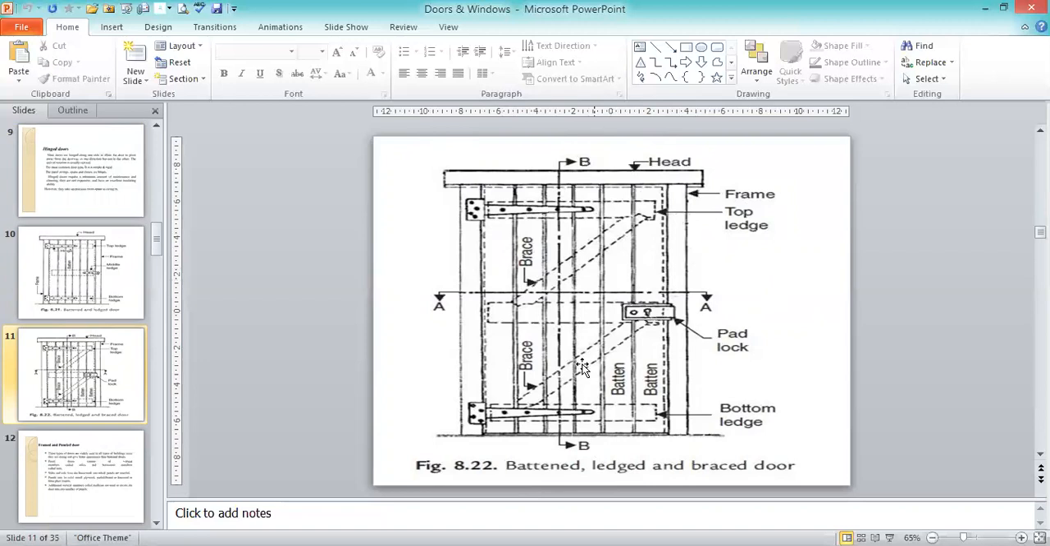So in the olden days, almost all buildings, residential buildings, would have the batten and ledge door and the batten, ledge and braced door.